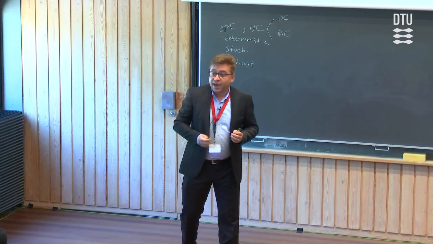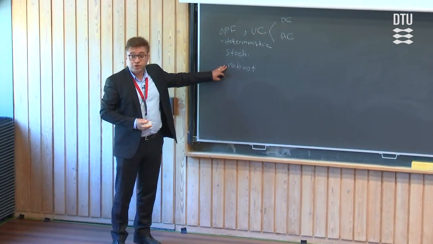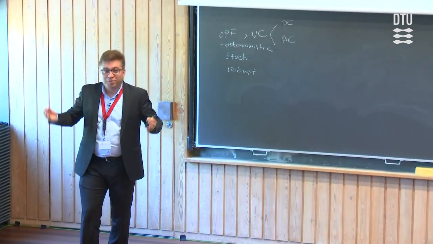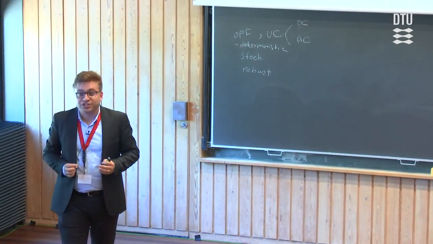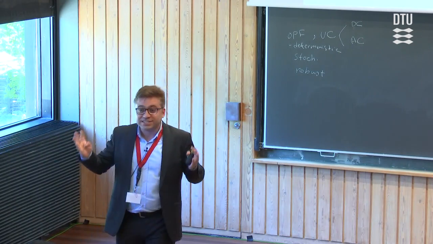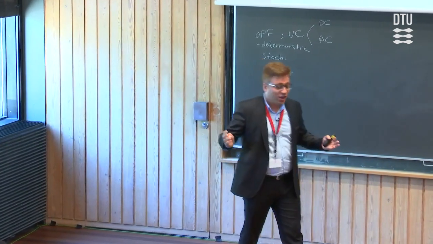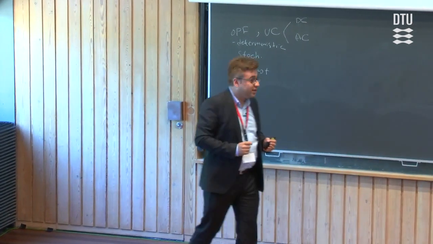And then the day after, Daniel talked about distributionally robust optimization, which is, I would say, the more advanced version of robust optimization, where you don't have only a single uncertainty set. You have uncertainty on your uncertainty set. So it's a really beautiful technique, I think.